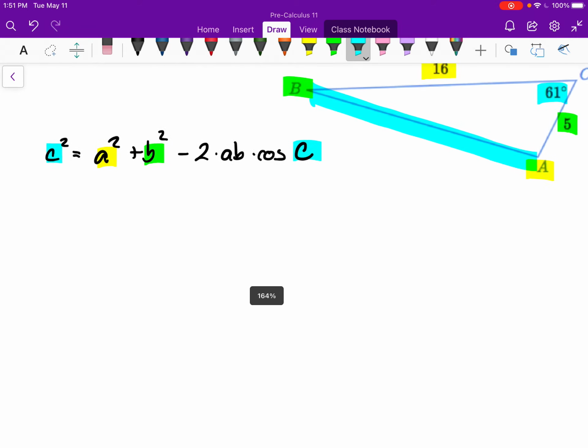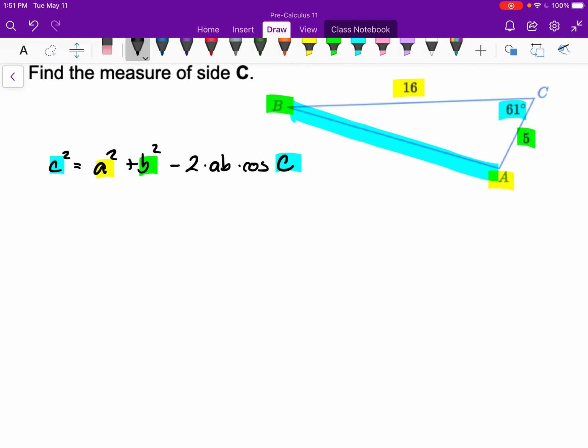So in this case, I can now say c squared equals, instead of a squared, 16 squared plus 5 squared minus 2 times 16 times 5 times the cosine of 61 degrees.